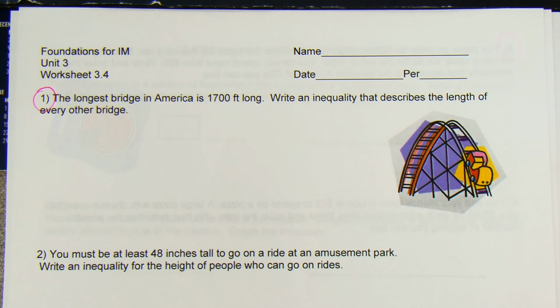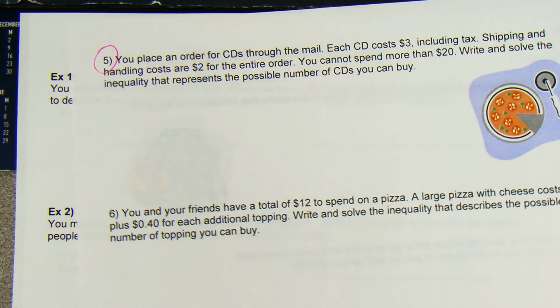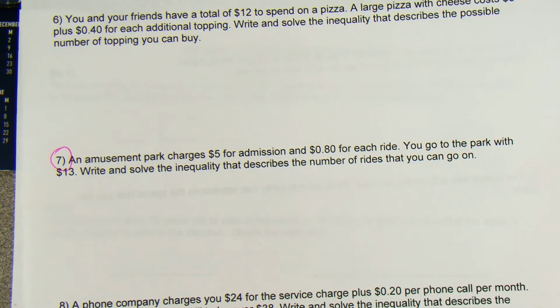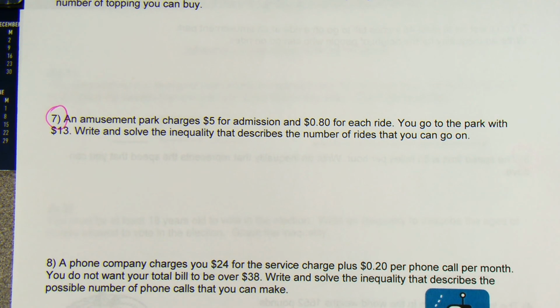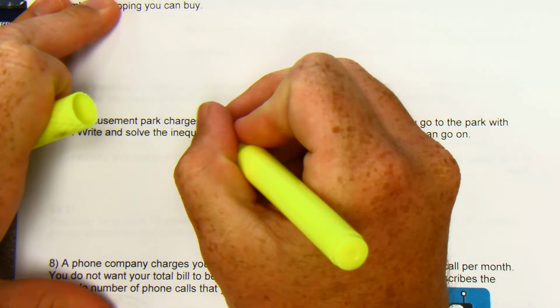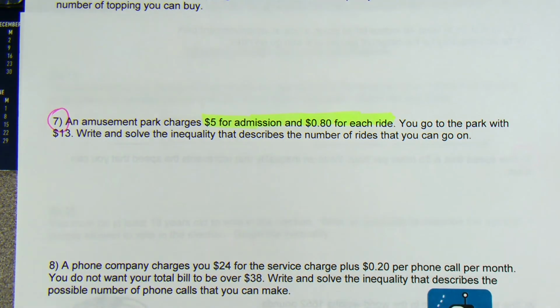I want to take a look at the last one that we're doing, which is number 7. I will go ahead and do it with you guys. So for number 7, it says an amusement park. First I want to highlight or underline the most important information in here. It says amusement park charges $5 for admission and 80 cents for each ride. It says you go to the park with $13. Write and solve the inequality that describes the number of rides you can go on.